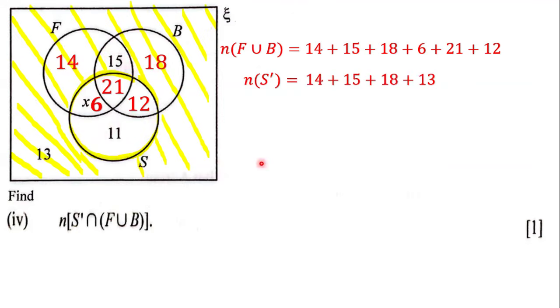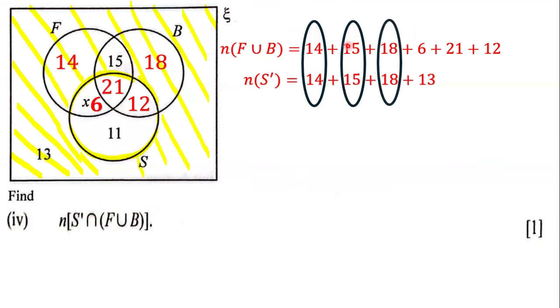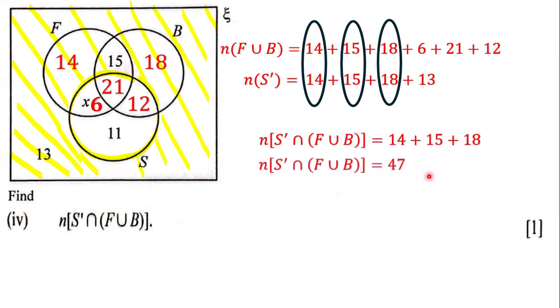And so now that we know the number of elements in F union B and the number of elements in S complement, we have to find the intersection of these two sets. These two are the same, these two are the same, and these two are the same. So the number of elements in S complement intersect F union B is going to be 14, 15, and 18. And 14 plus 15 plus 18 gives us 47. And that's the answer to this question.